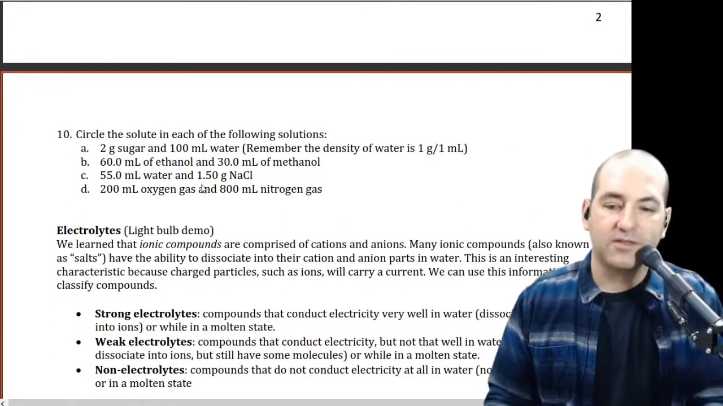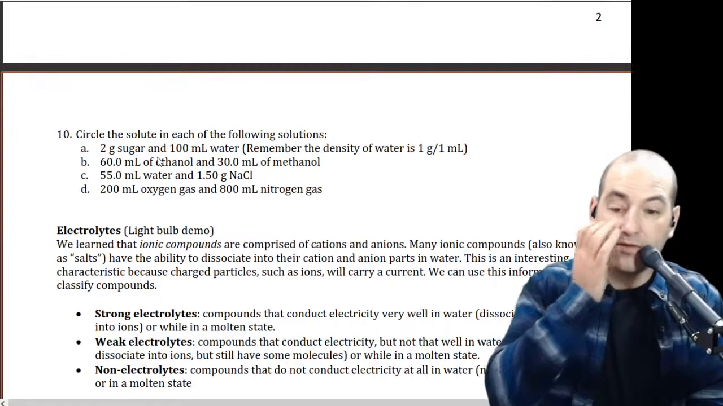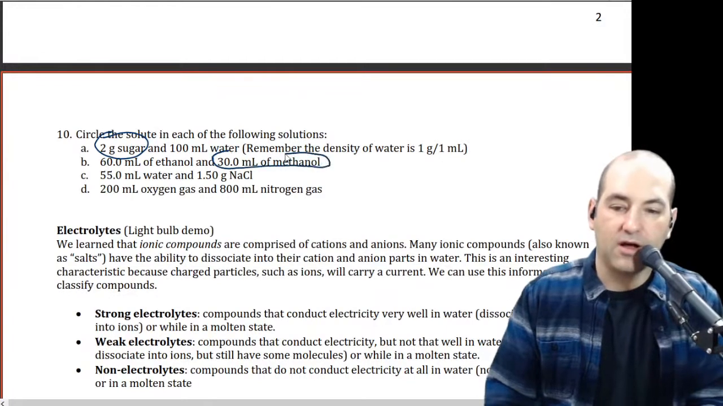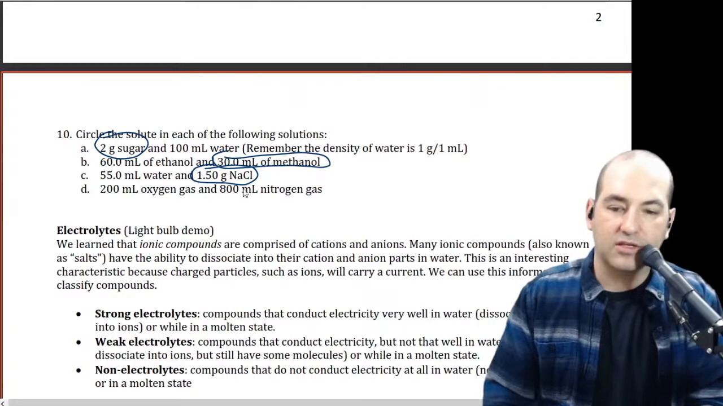So let's find the solute in these examples. If we've got 2 grams of sugar and 100 milliliters of water, then that sugar is our solute. 60 milliliters of ethanol and 30 milliliters of methanol. The methanol is the solute in the ethanol because there's less of it. 55 milliliters of water and 1.5 grams of sodium chloride, that's our solute. And then oxygen gas and nitrogen gas, the oxygen gas is the solute.